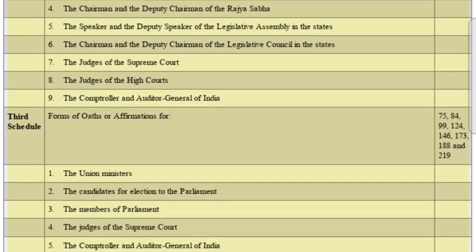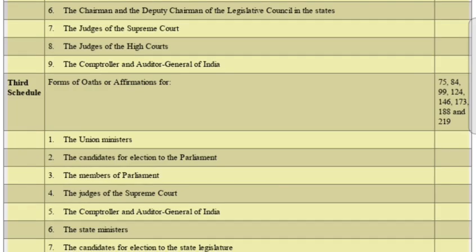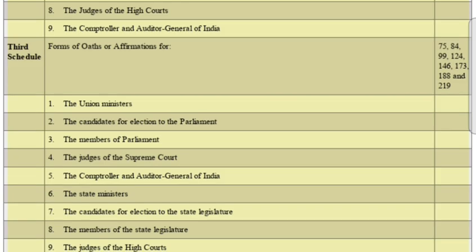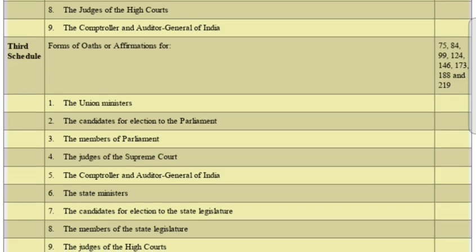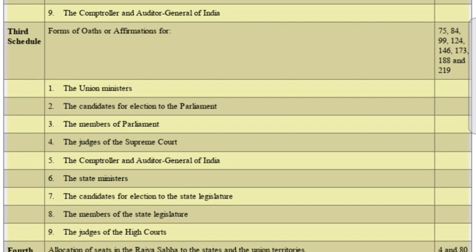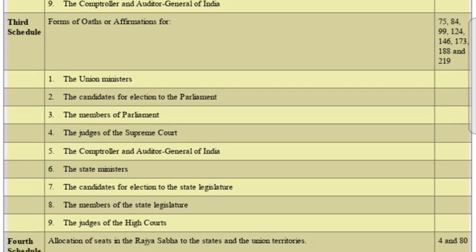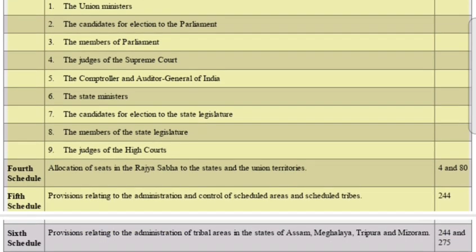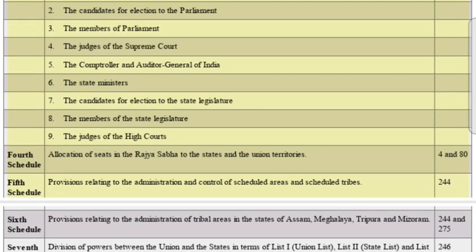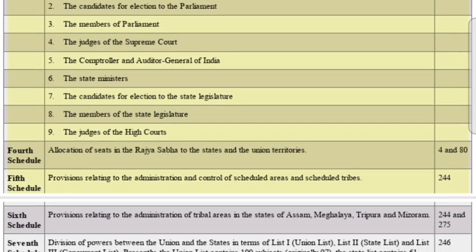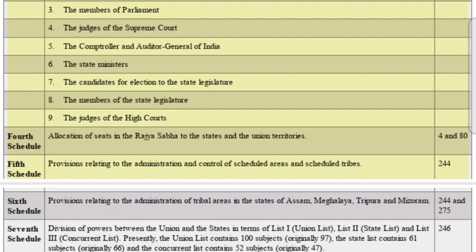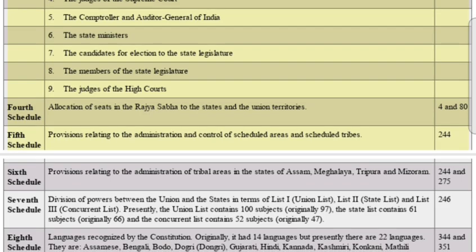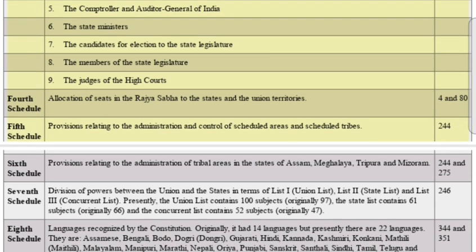Third Schedule: Forms of oaths or affirmations. Articles 75, 84, 99, 124, 146, 173, 188 and 219. 1. The Union Ministers. 2. The Candidates for election to the Parliament. 3. The Members of Parliament. 4. The Judges of the Supreme Court. 5. The Controller and Auditor General of India. 6. The State Ministers. 7. The Candidates for election to the State Legislature. 8. The Members of the State Legislature. 9. The Judges of the High Courts.